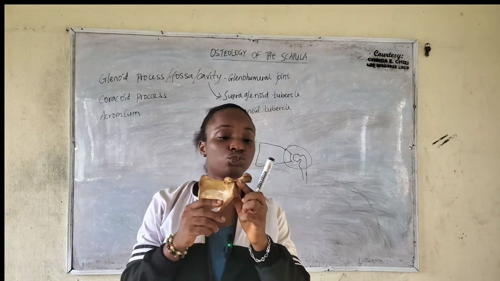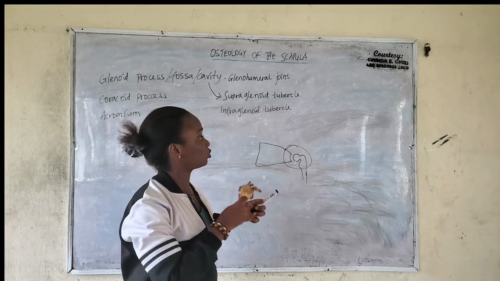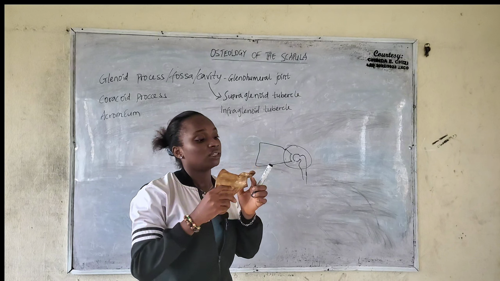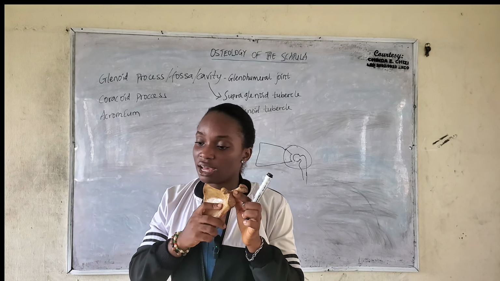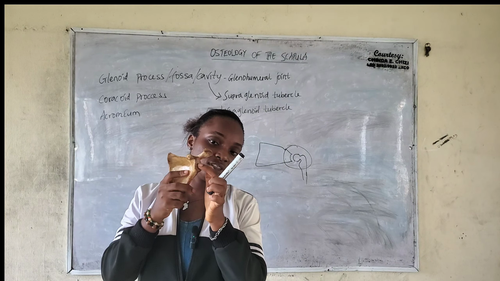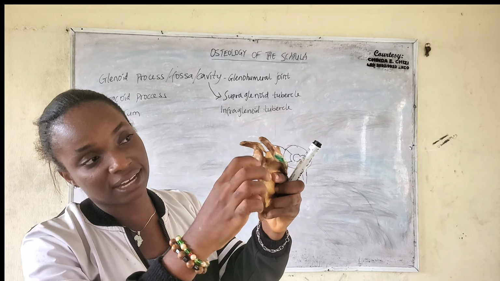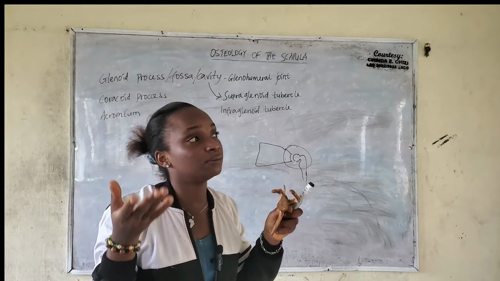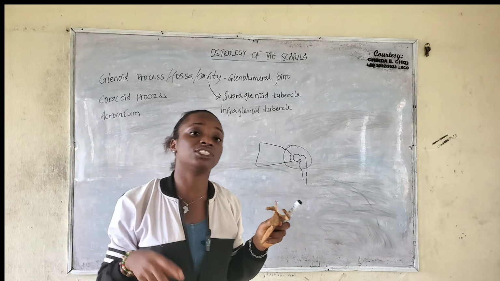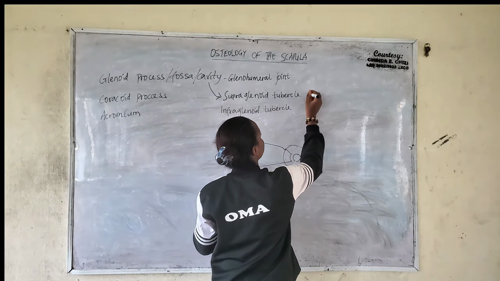Now, the supraglenoid tubercle and the infraglenoid tubercle. Look at it: supra up, infra down. The supraglenoid tubercle is located superior, just above the glenoid cavity. As you can see, it is up. It is just above this cavity. Now, it provides the proximal attachment of a muscle, which is the biceps brachii muscle. Please don't forget this, it's very important.